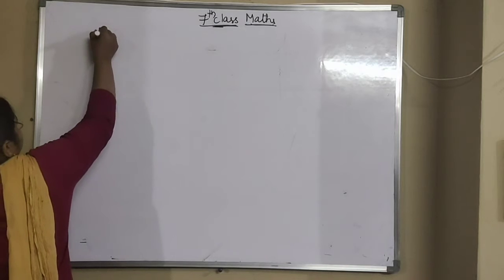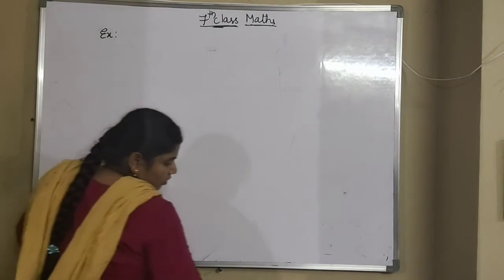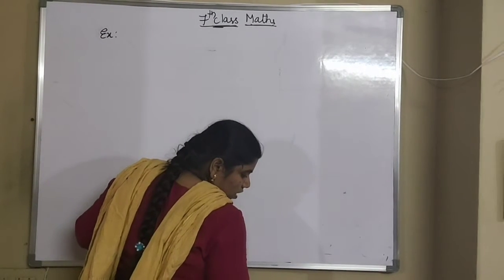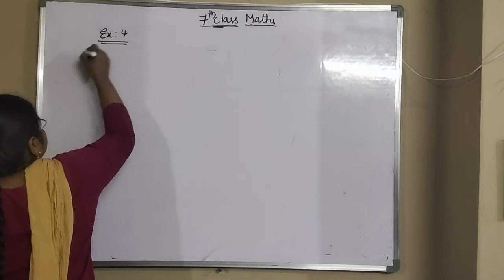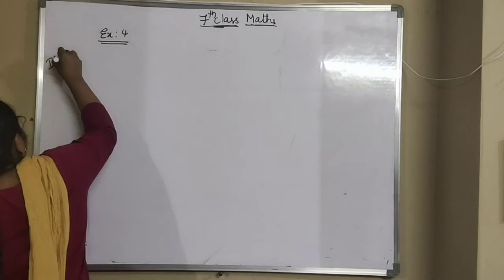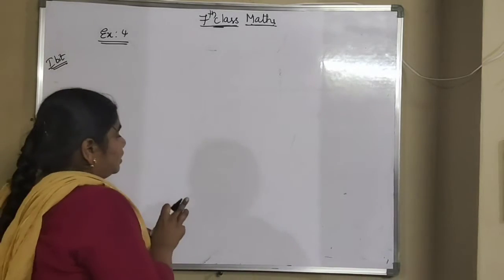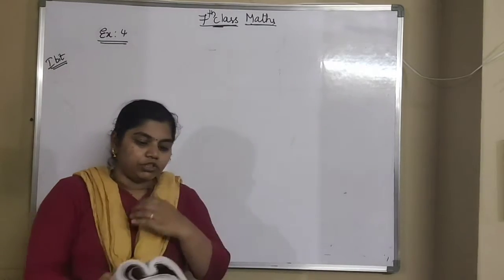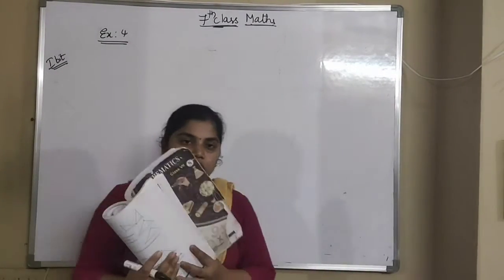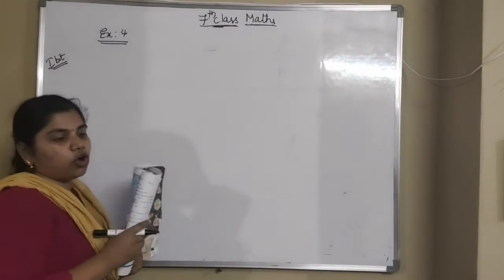So exercise 4. First bit we will see. Which congruency criterion do you see in the following? Already we have learned 4 congruence criteria.